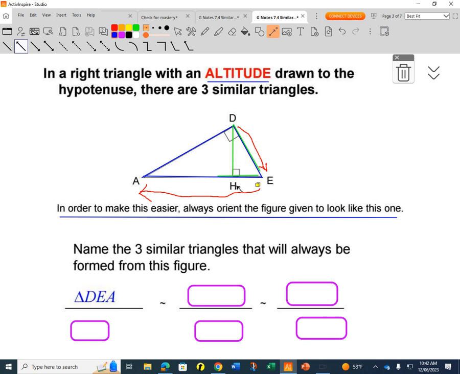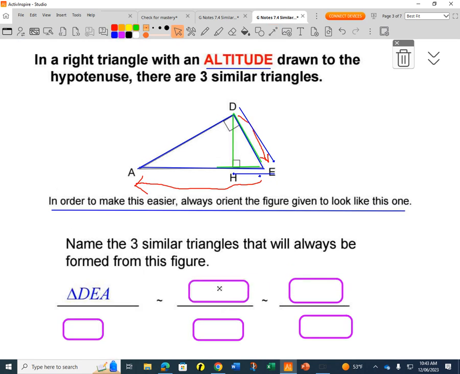Now I'm going to start at H and go to the short leg. Then I'm going to go from there down the hypotenuse. So when I name that one, it's going to be triangle HED. Does that make sense? We started at the right angle, went down the short leg, and then across the hypotenuse. So now we're going to look at this left triangle that's created by the altitude.